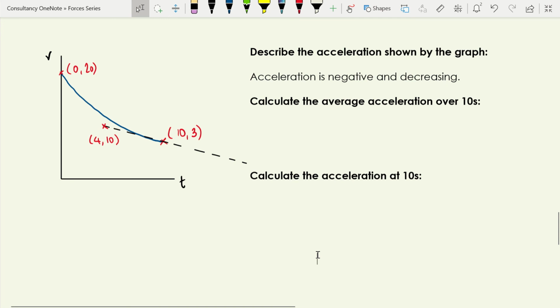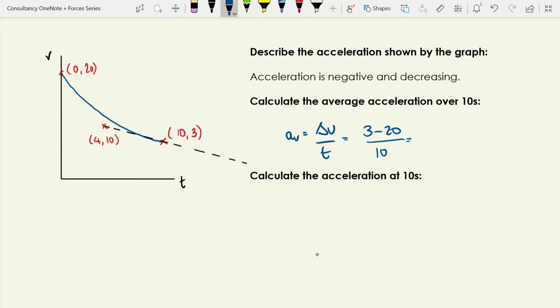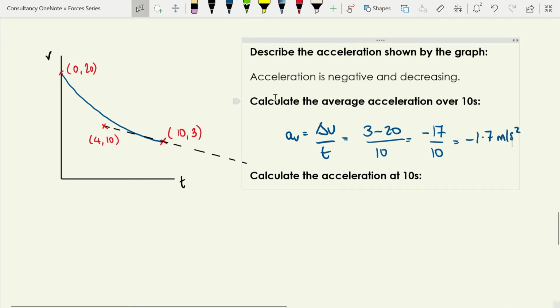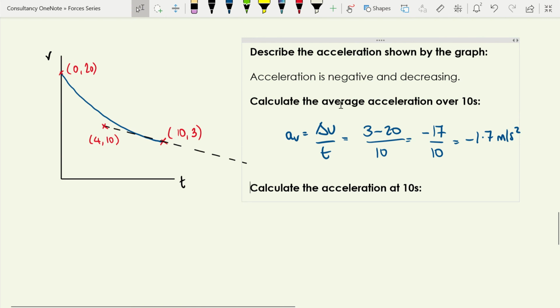Okay, so the first thing I want to do is calculate what the average acceleration is. Remember that for average acceleration, we just need the change in velocity over the time taken. It finished going at 3 meters per second. It started going at 20, and that change occurred over a period of 10 seconds. So our change in velocity is minus 17, so that's going to be minus 1.7 meters per second squared. So it is indeed negative as we said it would be, which is promising.